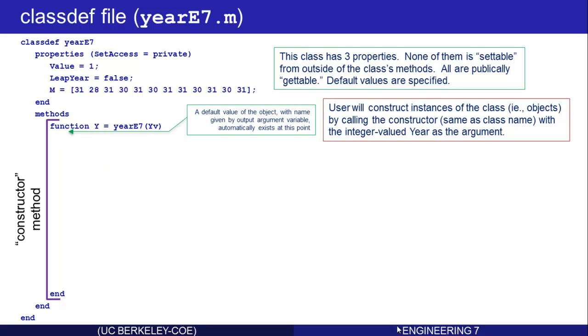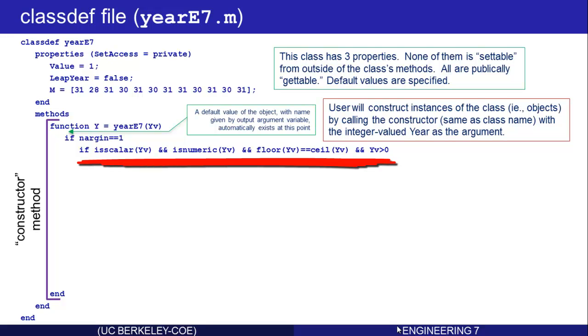Just beyond the first line of the constructor, a default value of the object already exists, and the name is given by whatever you've specified as the output argument variable. So here, a variable Y exists, it's of class Year E7, and its property values are all the default values seen above. Next, let's look at the code that runs when a user passes in a single argument.